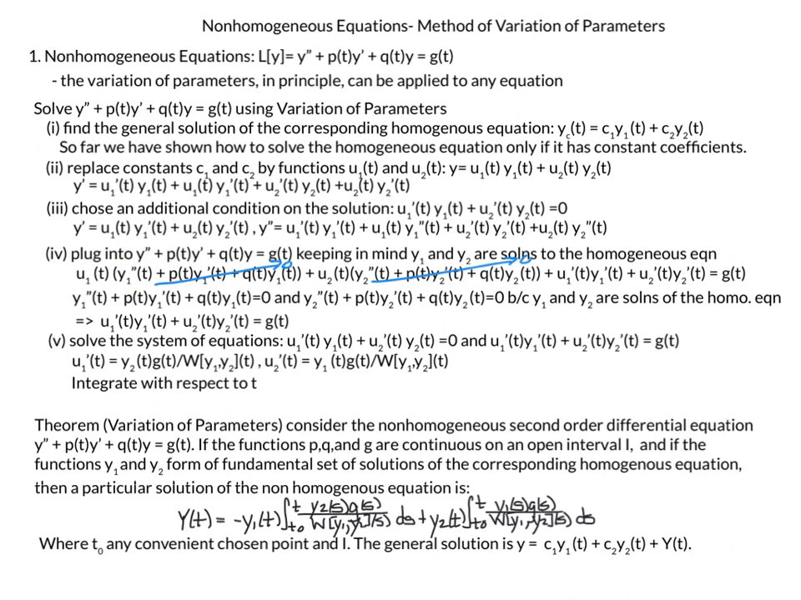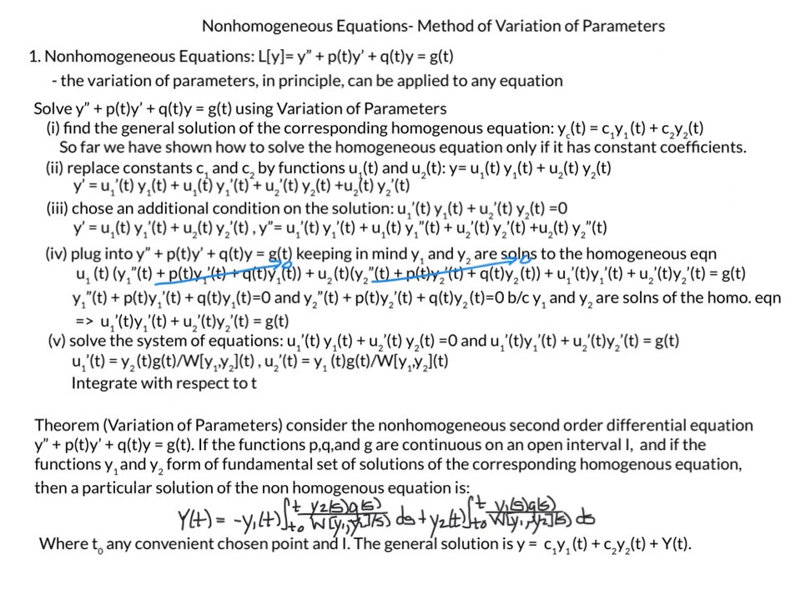What you'll see is you'll have y1 double prime plus p of t y1 prime plus q of t y1. Because y1 was a solution to the homogeneous equation, this part of the differential equation with y1 plugged in will go to 0. Similarly over here, y2 was a solution to the homogeneous equation, so this part of the differential equation with y2 plugged in goes to 0. That eliminates the u1 and u2 terms, and we're only left with the u1 prime and u2 prime terms, which in particular is u1 prime y1 prime plus u2 prime y2 prime.